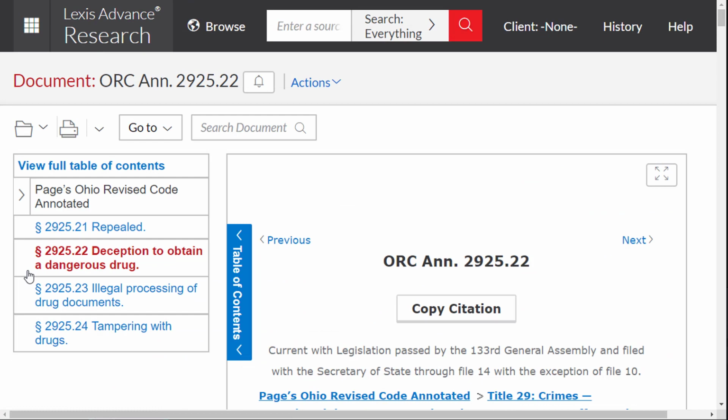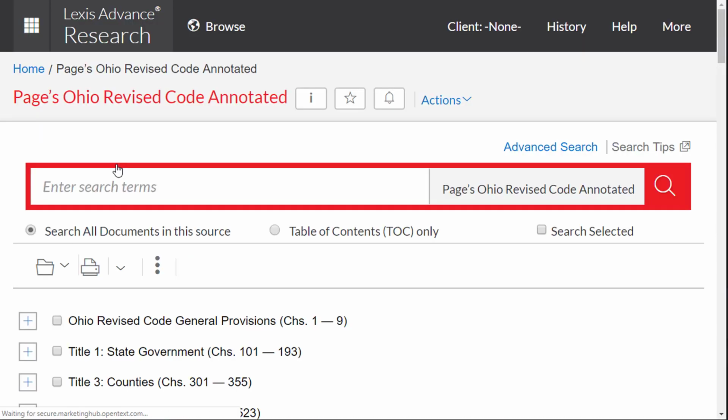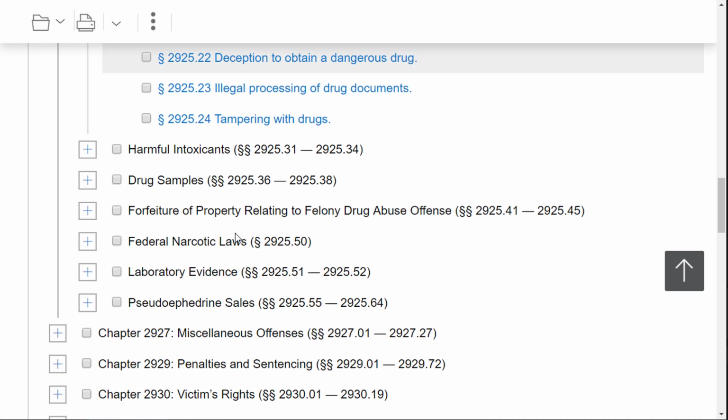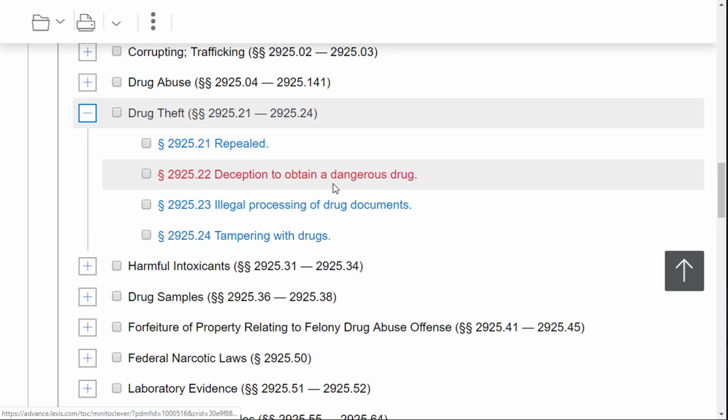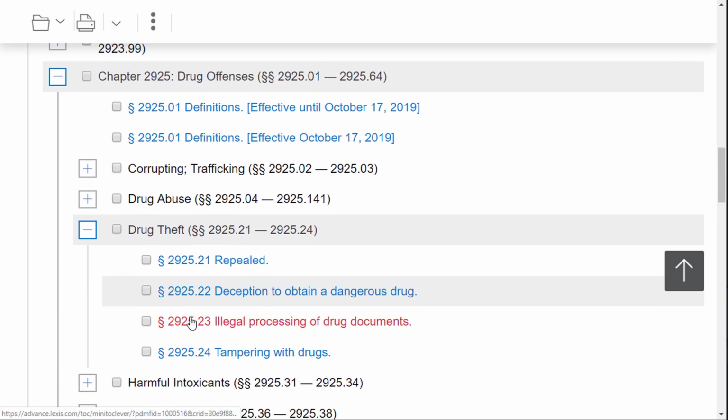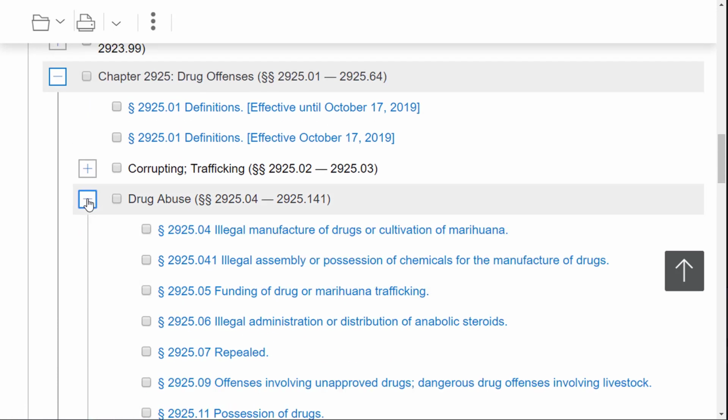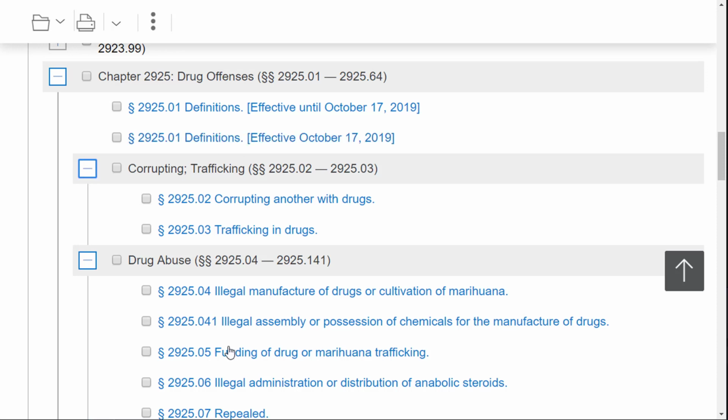And so here I'll click on Table of Contents, and I'm going to view the whole thing just so you can see all of the sections. It always highlights where you're at. So we're at this section 22 here. And then all of these other sections before it that are part of 2925, these all apply as well. So you'd read these to look for anything else on point.